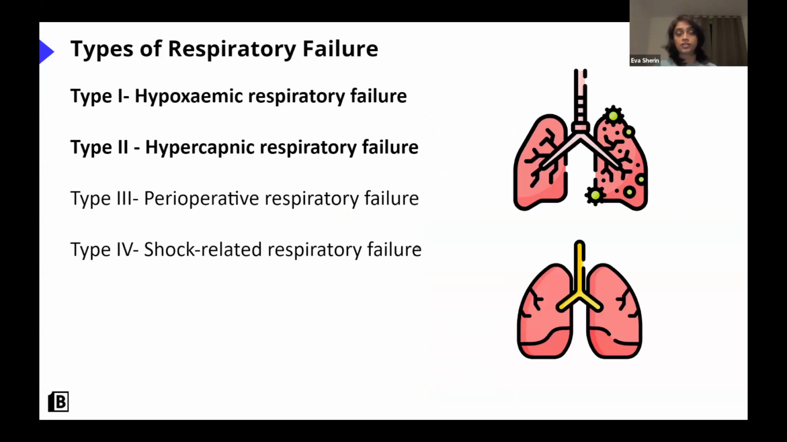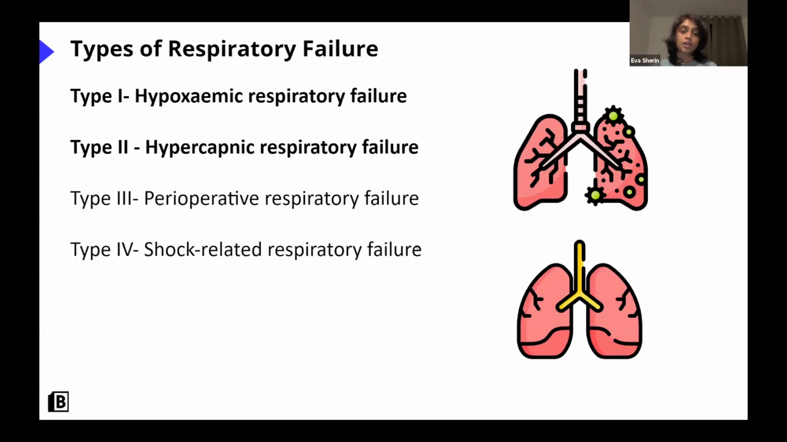Type 1, yes, is hypoxemic respiratory failure, which signifies that there is only hypoxemia without the presence of hypercapnia, which is there is no increase in the partial pressure of carbon dioxide. Type 2 is hypercapnic respiratory failure, indicating that there is hypoxemia as well as increased partial pressure of carbon dioxide, which is hypercapnia. Which means that your partial pressure of CO2 would be more than 6.